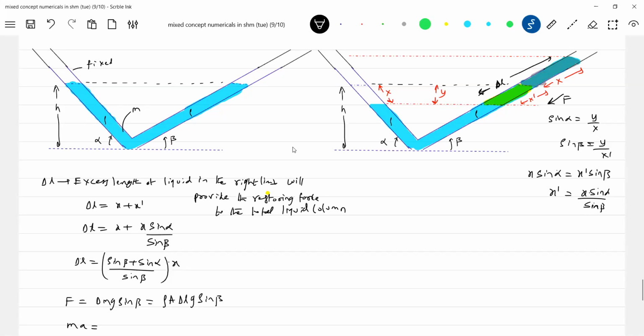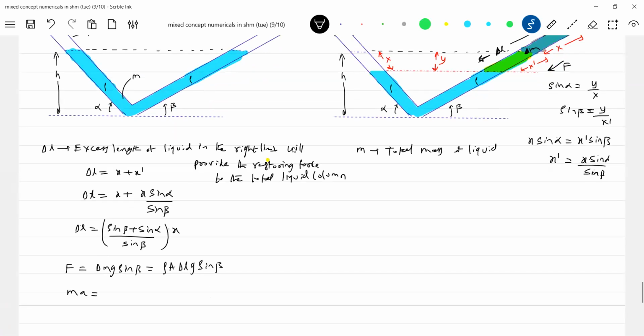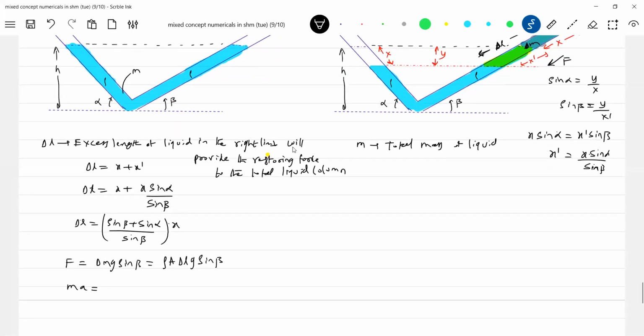So let's write some terms which are very easy. Delta m is the mass of this part. I'm writing for both, not for green or blue. The total mass is m. That force will act on the total liquid column, no? So therefore we should write ma. So this will be rho A, delta l, sine beta into x g sine beta.